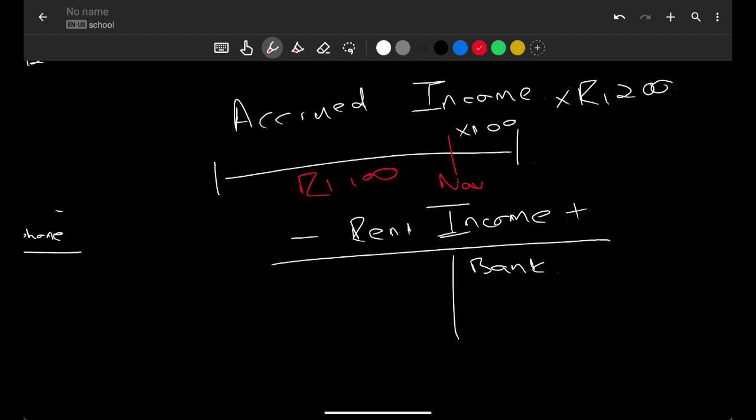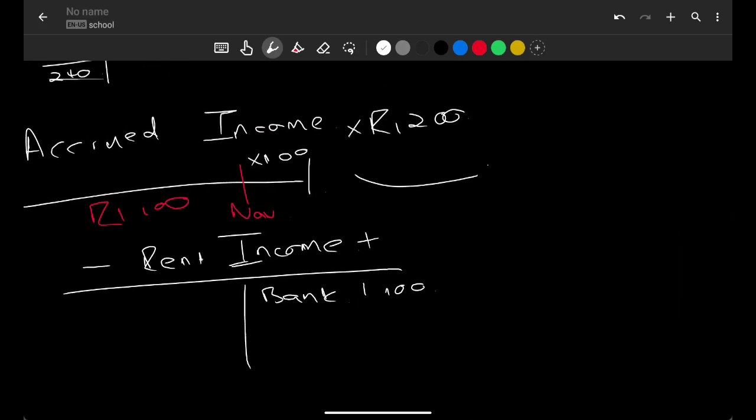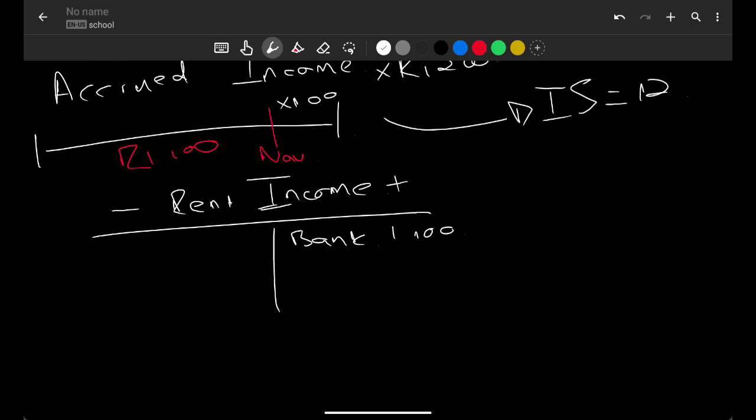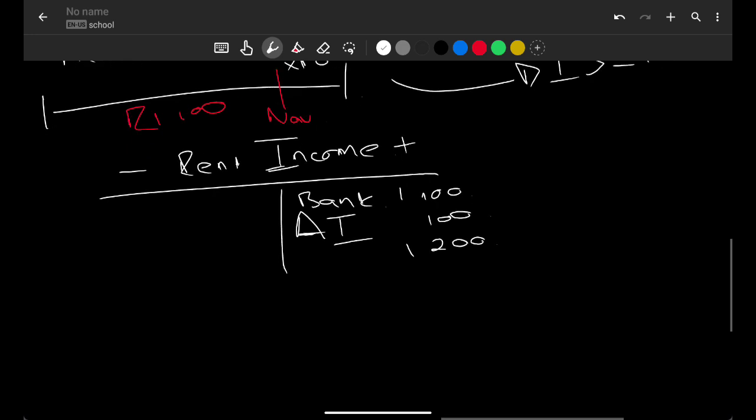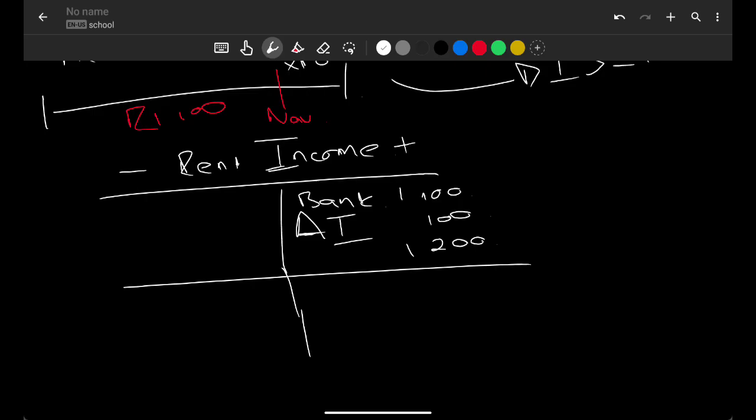1,100, right? So we're going to say bank 1,100, but then remember, income statement is supposed to reflect 12 months. So whether we received the money or we didn't receive the money, it must reflect 12 months. So there, it must say 1,200. We're left with 100 rand there, and then we're just going to call this accrued income. Right? Alright. And then this account is going to be closed at the end of the year. At the beginning of the new year, we're going to say accrued income. Right?